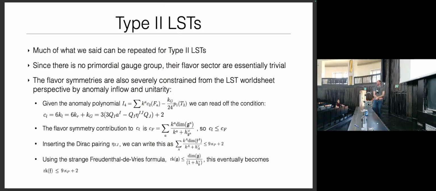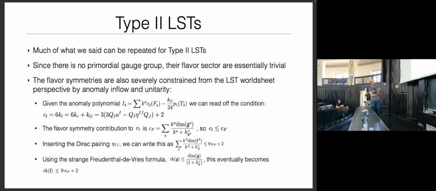Okay. For the last part, I want to talk about the type II LSTs, which is the work that we did with Florent. Much of what I just said can be repeated for the type II little string theories as well. In this case, there's no primordial gauge group, which means that the flavor sector is essentially trivial.